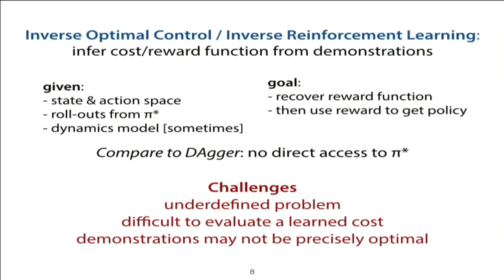And then the last challenge is that the demonstrations might not be perfect. If your demonstrations are coming from a human, from some expert, they might not be precisely optimal with respect to some reward function. And if your algorithm is assuming that they're exactly optimal, then you're going to run into issues, and you're not going to recover the reward function that the expert was actually optimizing.